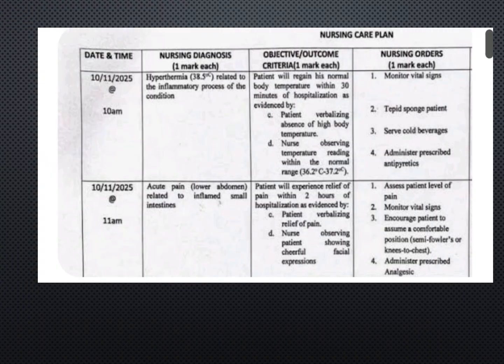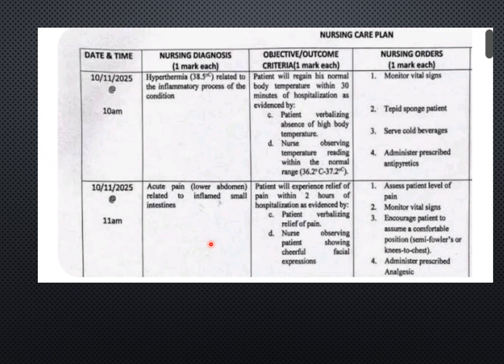So over here I have a bit of assignments. We have the date set and then nursing diagnosis set. So here the problem is patient has a high body temperature and then the diagnosis is hyperthermia, 38.5 degrees Celsius, related to inflammatory process of the condition. We have our objective outcome criteria being listed here and then the nursing orders. So take your time and try and then put these nursing orders into intervention and evaluate on your own to show that you really understand what has been explained above.